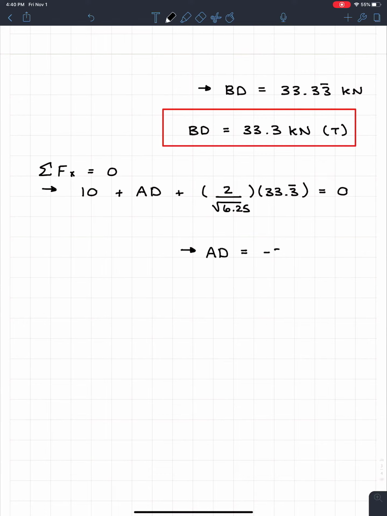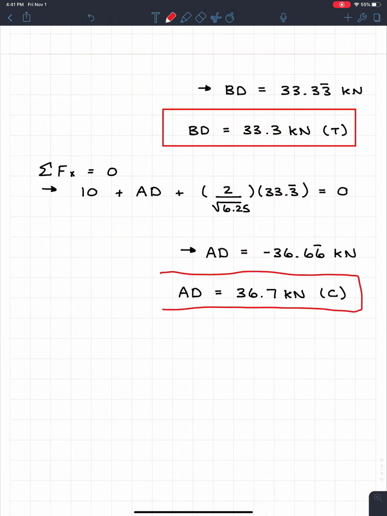negative 36.66 repeating kilonewtons. So I assumed it was in tension. We got a negative answer. What that means is AD is equal to 36.7 kilonewtons in compression. So since it was negative, we know that it's actually in compression. So I'm going to draw a box around this answer.